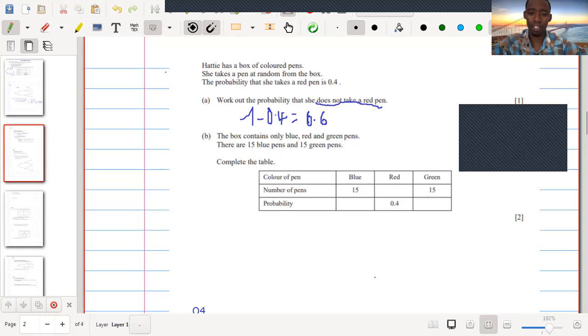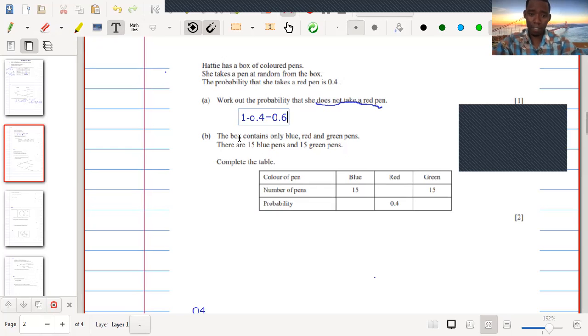So the probability is 0.6 here. My answer should be 0.6. So I will take 1 minus 0.4, which is equal to 0.6. That's the answer for this one.